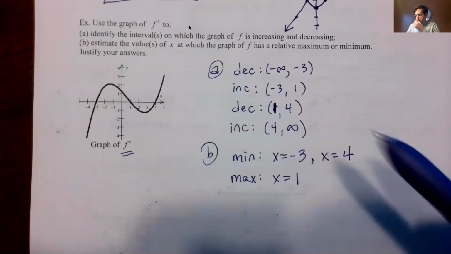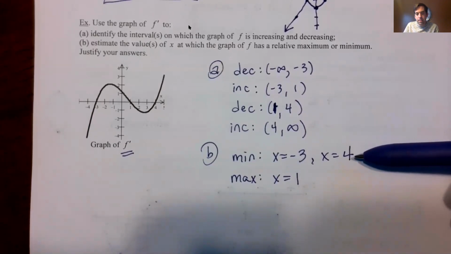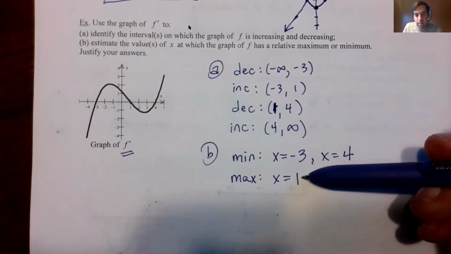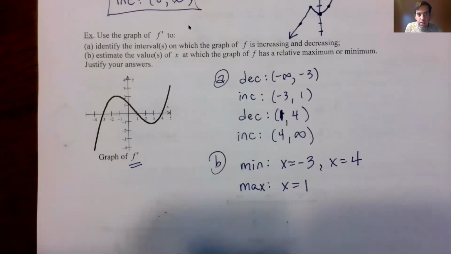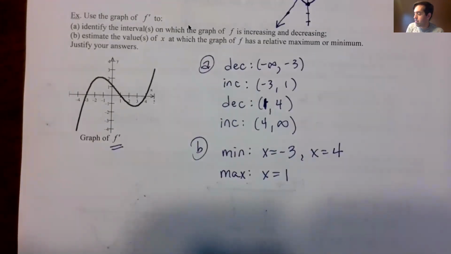All right, and this is happening because the first derivative is changing from negative to positive, and this is happening because the first derivative is changing from positive to negative. It does say to justify your answers, so you may want to write an explanation for those, but I'm going to leave it like that.